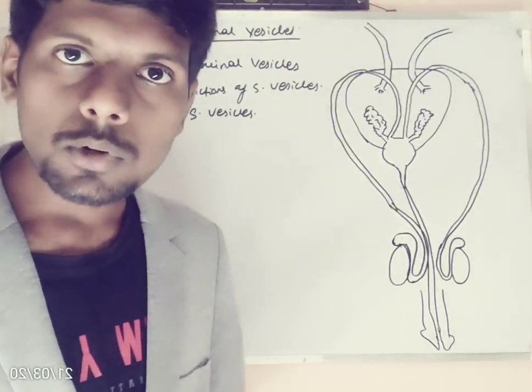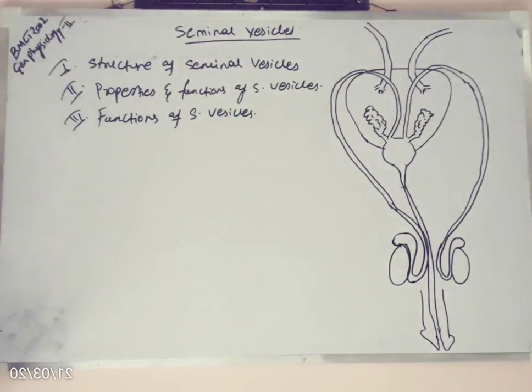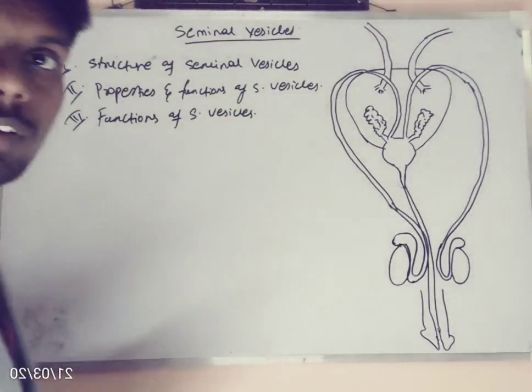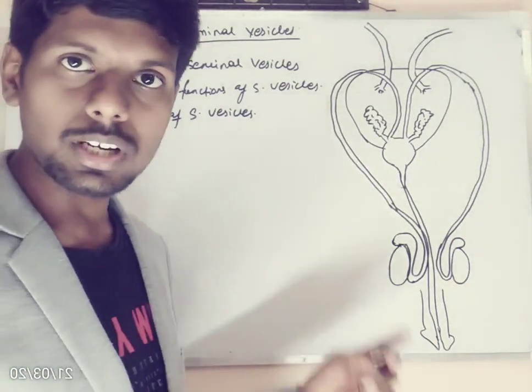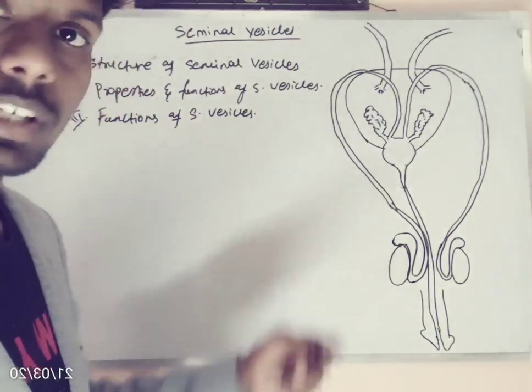Welcome to series 2 of male reproductive system. So in this lecture we are going to discuss seminal vesicles. Seminal vesicles are the accessory sex organs which will help the primary sex organs like testes.